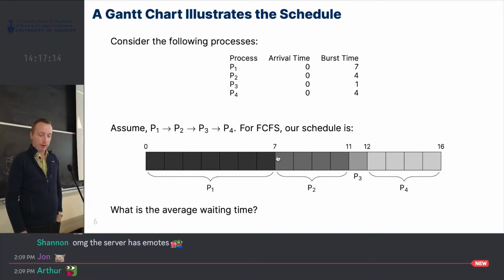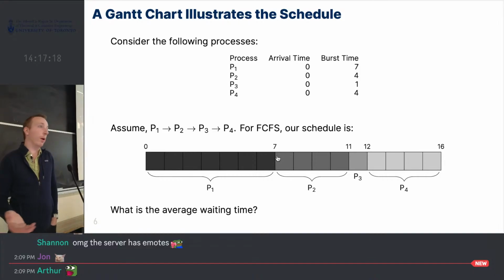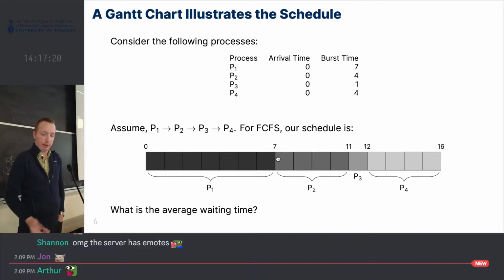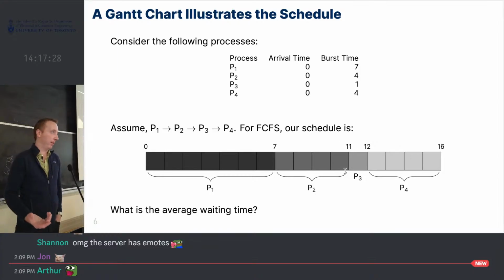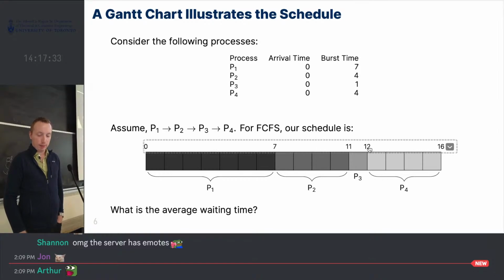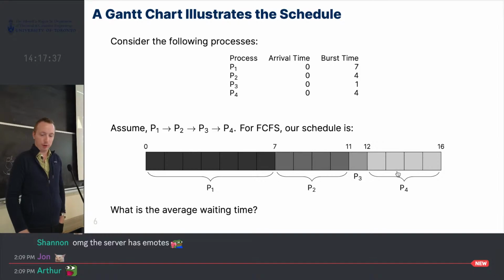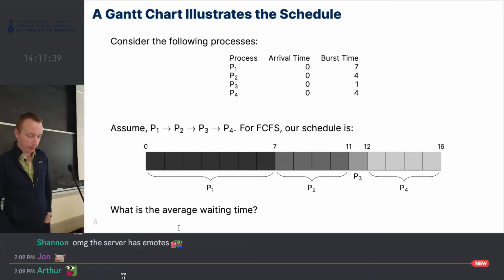So at time 7, it terminates, and then we have to make a decision. What do we need to run next? The next process in line is process 2. So it gets to run for 4 time units, which takes us to time 11. The next process in line is P3. It takes 1 time unit, taking us to 12. And then P4 is the last one in line. It takes 4 time units, making it all the way to 16.